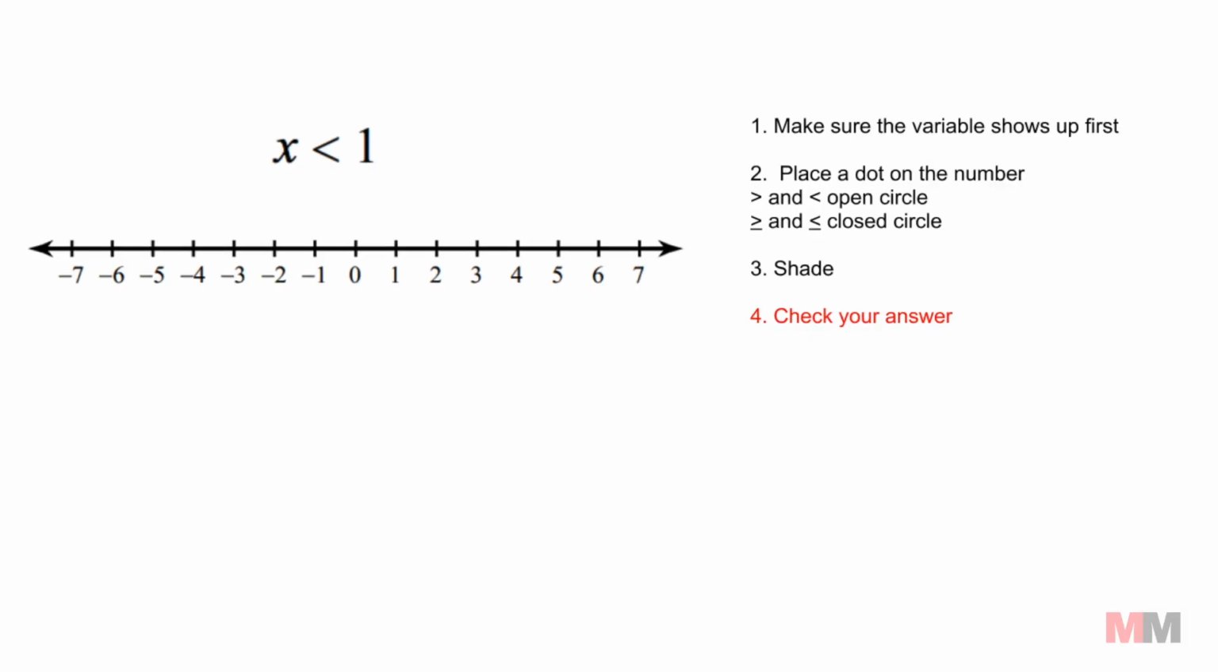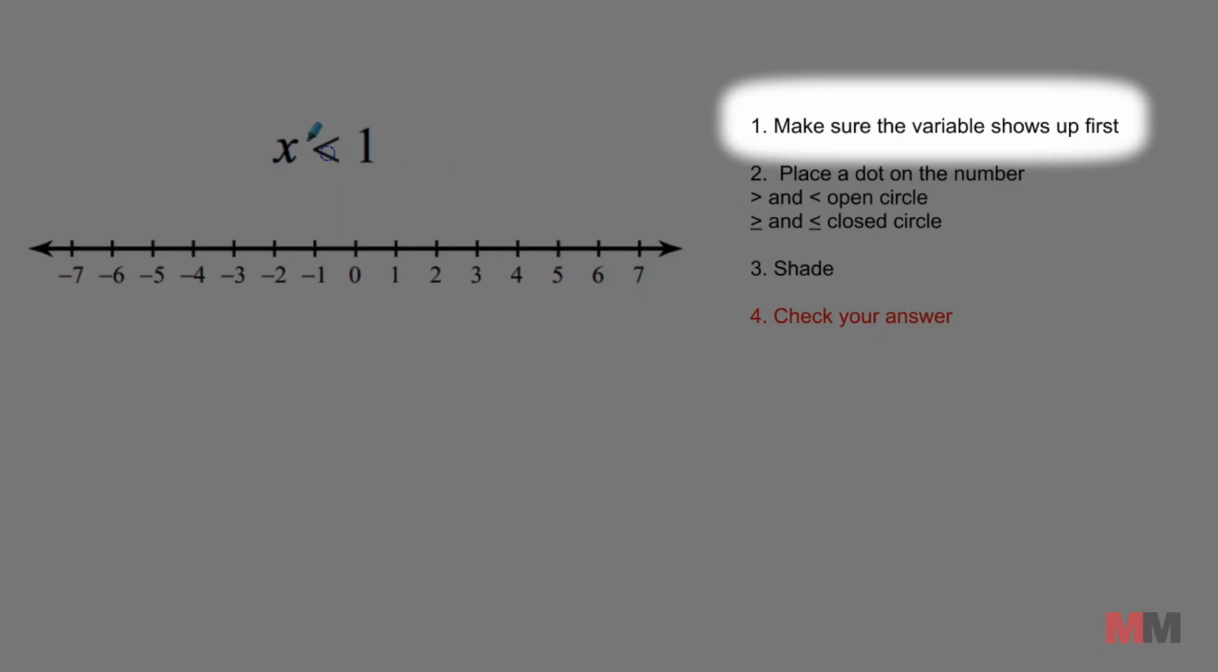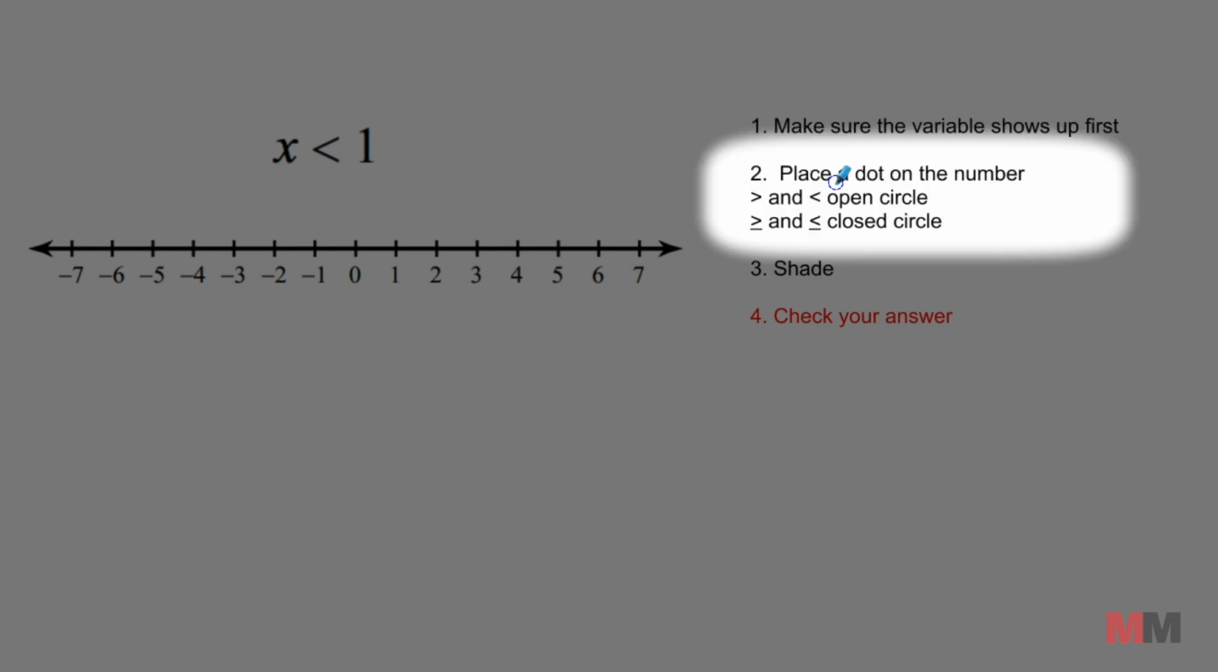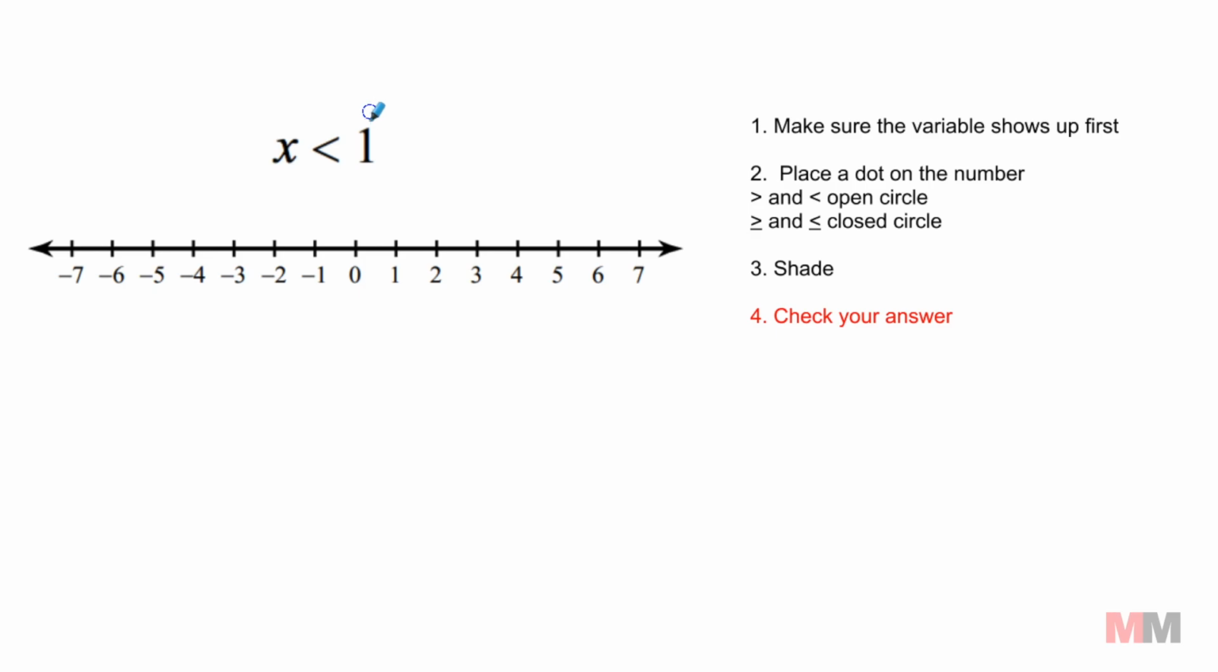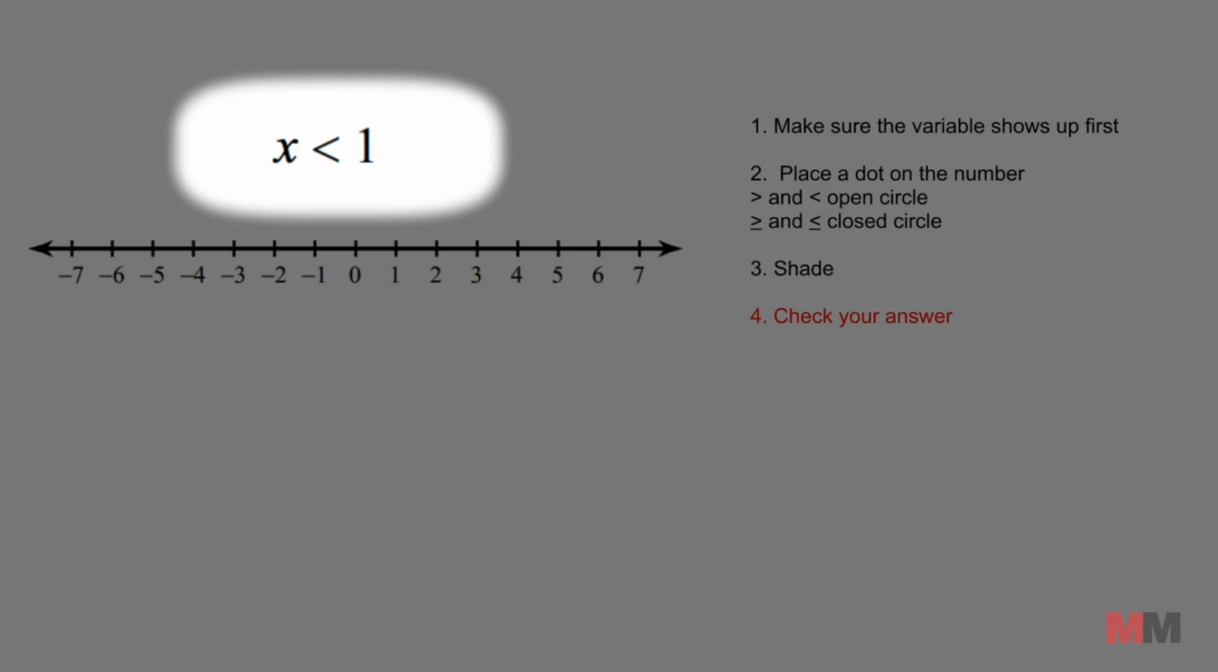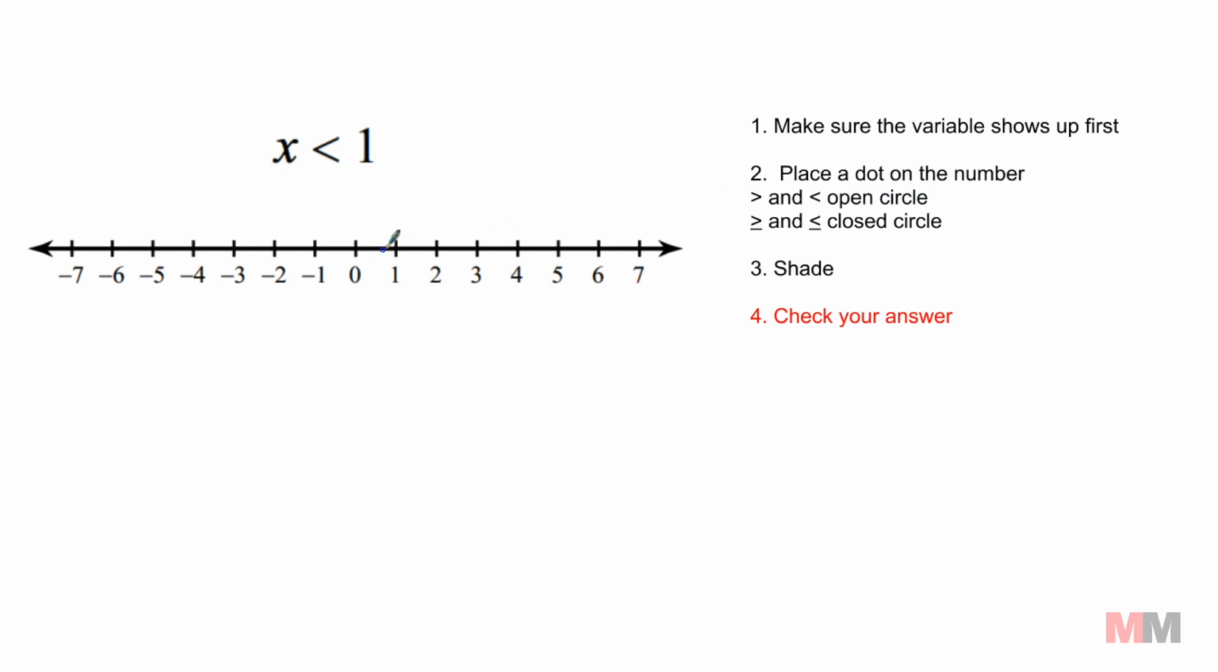x is less than 1. Let's graph that. So first thing, make sure the variable shows up first. It does, so we're just going to keep this version. Second, place a dot on the number. This time, it does not have an equal sign under it. So we're going to use an open circle at 1.